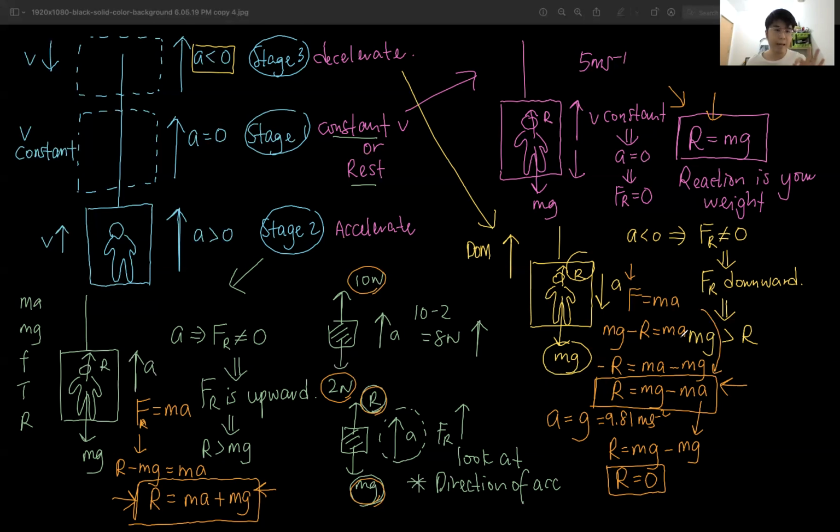Because not only the elevator problems, they are very similar problems. If I change the context, I can say a string hanging an object. If I pull up or release, the same thing can be applied there. Or it can be like a hot air balloon going up, going down. The same principle can be applied there. What is different? Only the force is different.